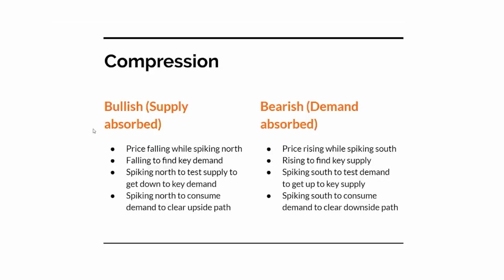And also while it's spiking north, it's consuming all the supply to clear the upside path. It's consuming the supply above price. That way, whenever price does hit that high time frame key demand zone, it has basically a clear path to move to the upside with no resistance stopping it.